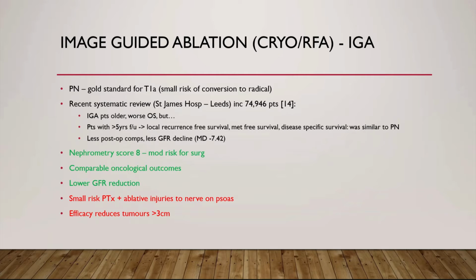So what's in favour of ablation? Well, his nephrometry score is 8, so moderate risk for surgery, so maybe ablation could argue might be a bit safer. Comparable oncological outcomes and lower decline in GFR, but there are complications with it, so you could get pneumothorax or injuries to genitofemoral nerve, and the efficacy reduces for ablation in tumours over 3 centimetres.